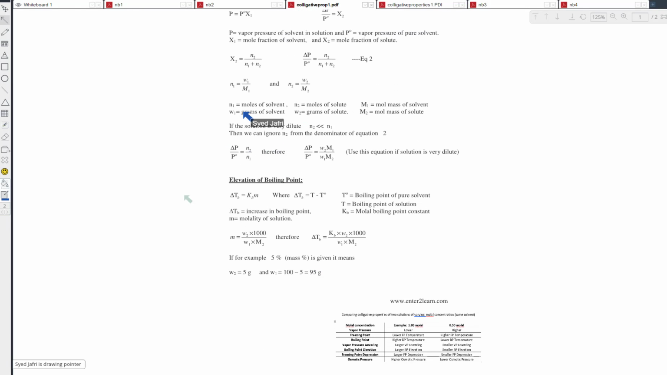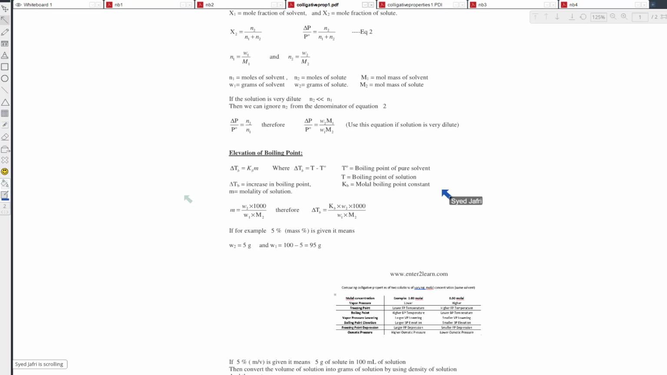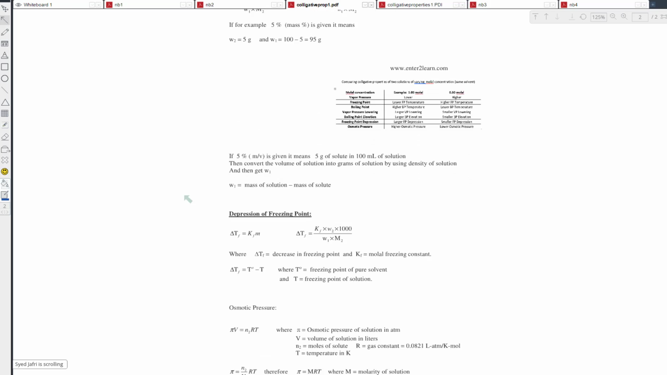For this thing, don't use this part. Why? Because this only works if N2 is very small compared to N1, like the solution is very dilute. Then we can ignore N2 from the denominator. So if the solution is not very dilute, then don't use this formula, okay? Because it's only for very dilute solution. Now let's go to the osmotic pressure thing.